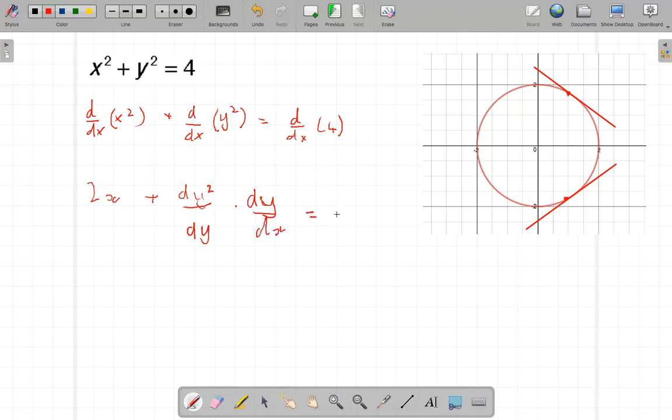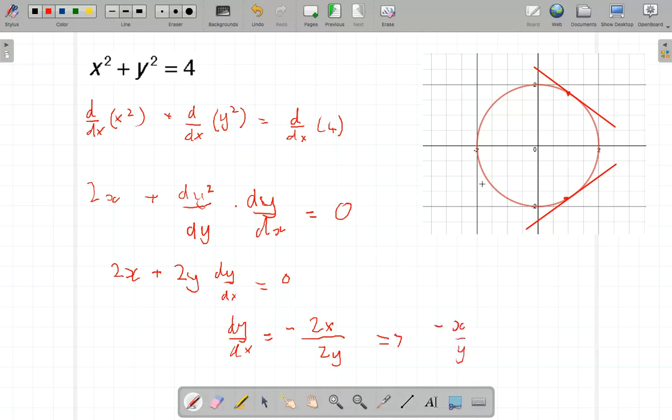And when we differentiate this one, it gives us 0. So this is going to give me 2x. I'm going to differentiate y squared with respect to y, so we get 2y dy by dx equal to 0. And now let's rearrange that. So we have dy by dx is equal to, I'm going to take away 2x from both sides. I'm going to divide both sides by 2y, which of course gives negative x over y.